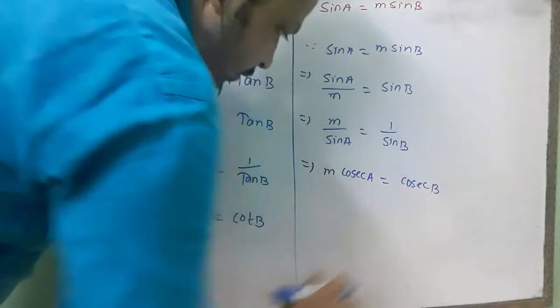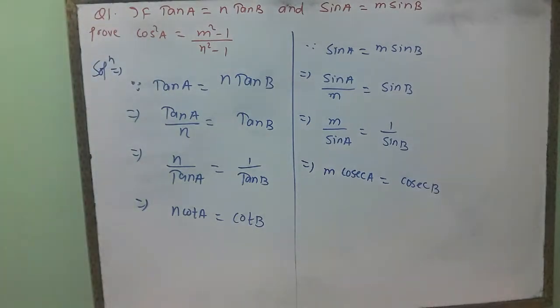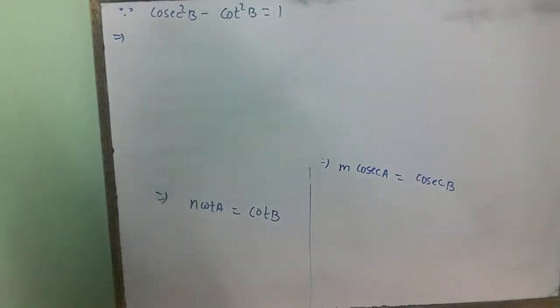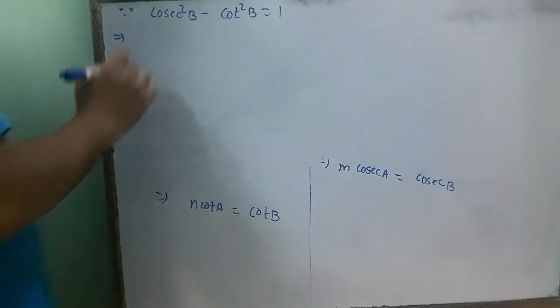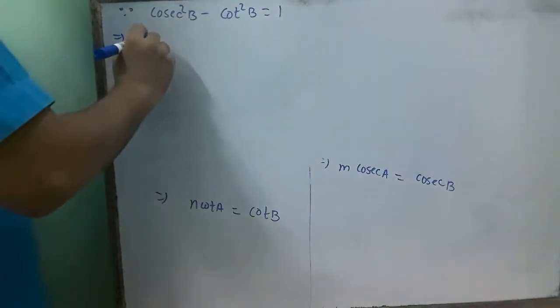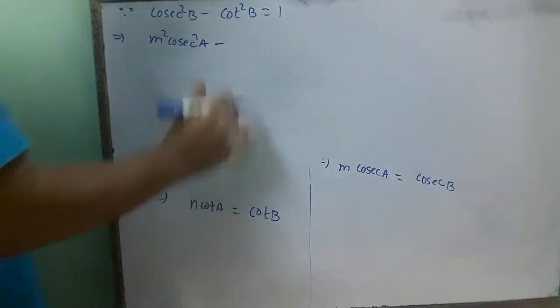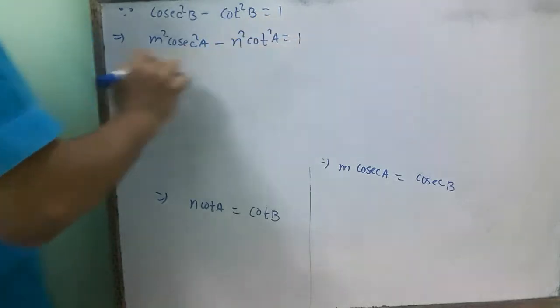After this we will use the formula cosec square theta minus cot square theta is equal to 1, and then we will establish the given relation that we have to prove. So see this one: cosec square theta minus cot square theta is equal to 1, so it will be cosec square b, which is m square cosec square a, minus cot square b, which is n square cot square a, is equal to 1.